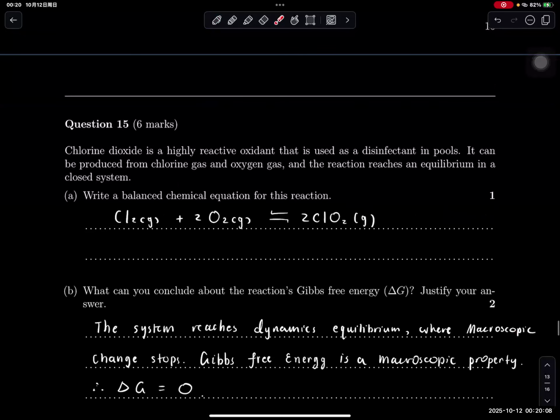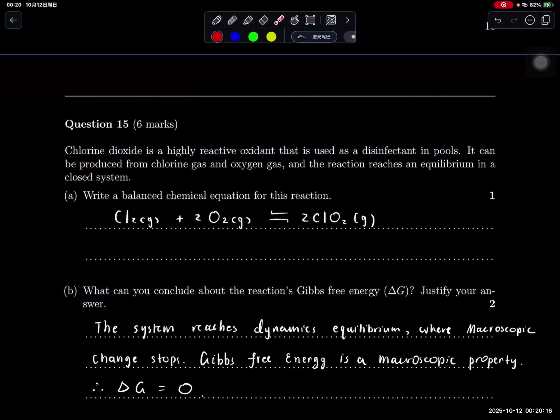Question 15. Chlorine dioxide. So this is again an ionic compound. Oh no, my bad. This is a covalent compound, two nonmetals. It is a highly reactive oxidant. That means it reduces itself and oxidizes the other. Revise module 3 if you don't know what I'm talking about. It is used as a disinfectant in pools.